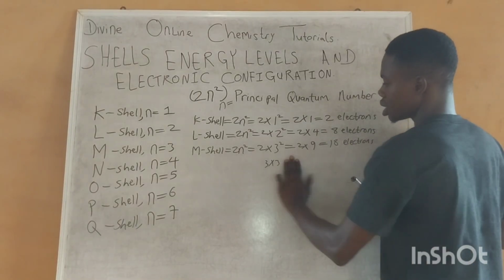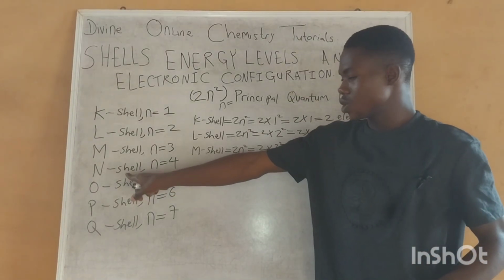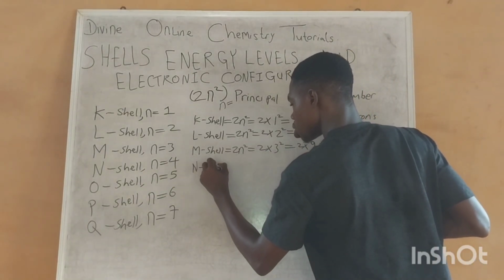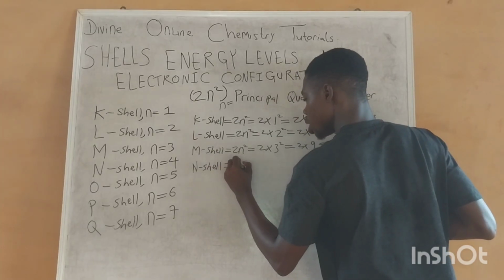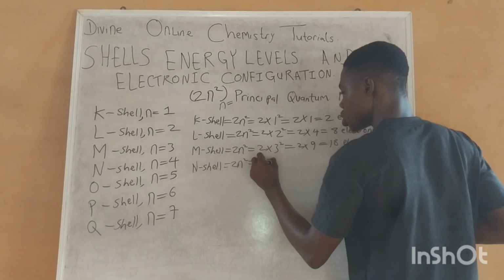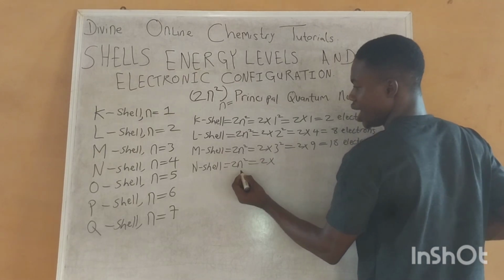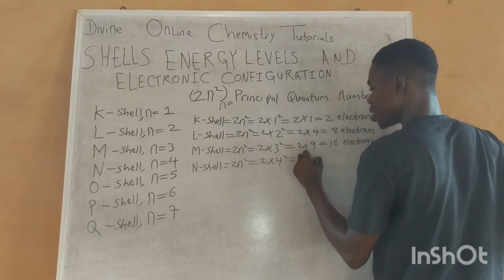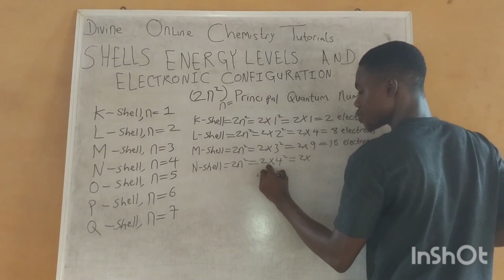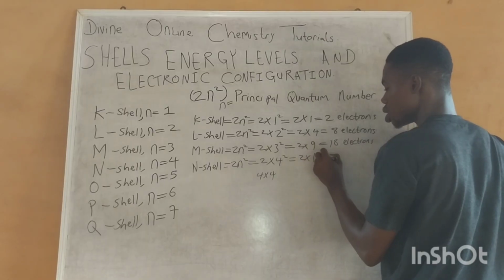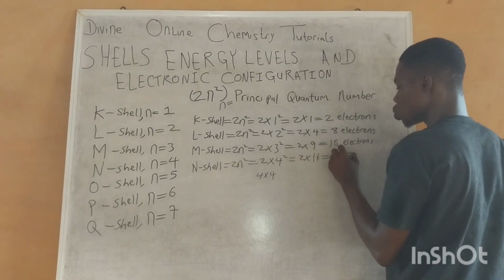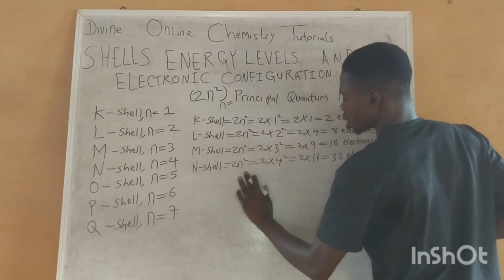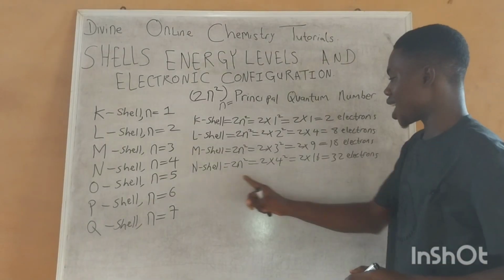Now what about the fourth shell? The fourth shell is the N shell. So let's calculate for the N shell. Use the formula 2n raised to power 2. We have 2 times, where n for the N shell is 4, raised to power 2. 4 raised to power 2 is 4 times 4, which is 16. 2 times 16 is 32 electrons. So the N shell can carry a maximum of 32 electrons.